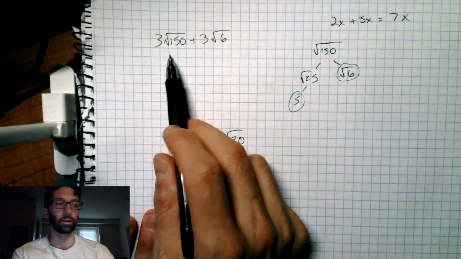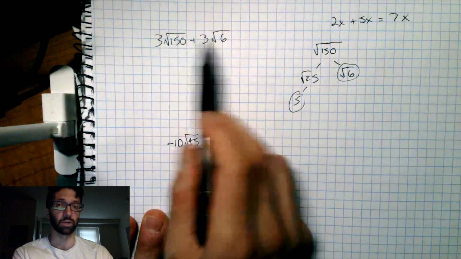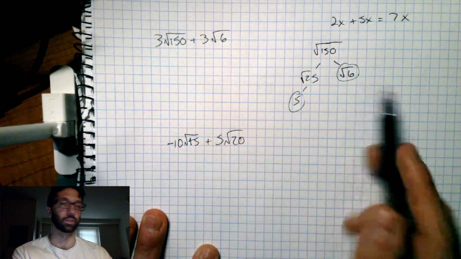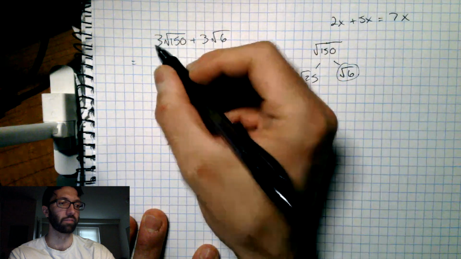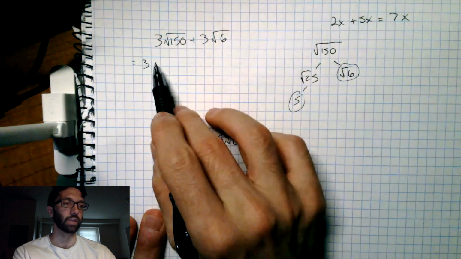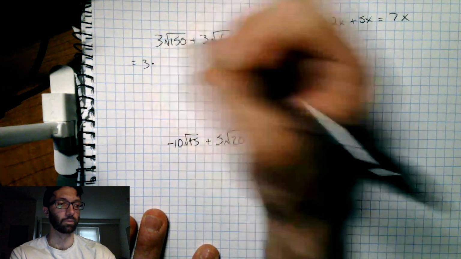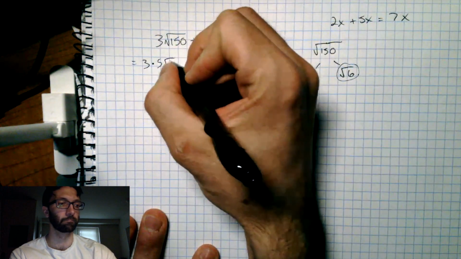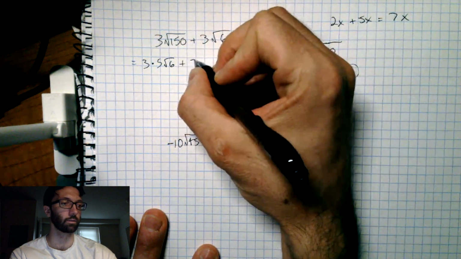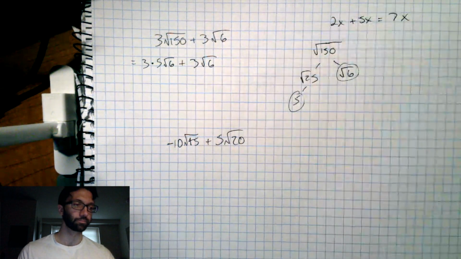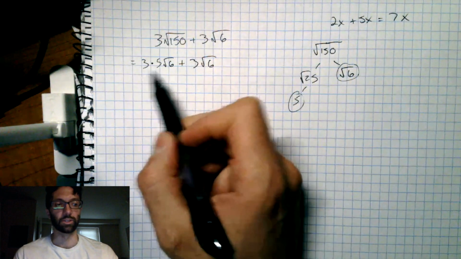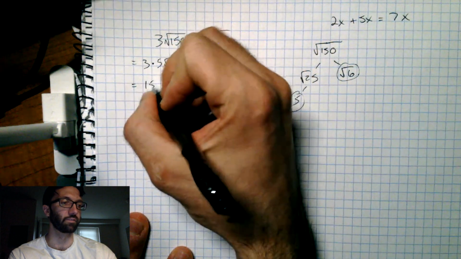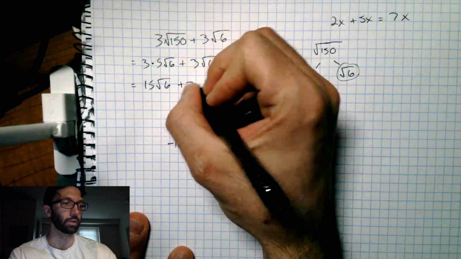So what I'm going to do here is I'm going to substitute, I'm going to rewrite this expression, except I'm going to replace the root 150 with 5 root 6. So I'm going to keep my 3 out front, and now instead of saying times root 150, I'm going to say times 5 times root 6. And then I'll write the rest of the expression. Okay. And then I can simplify a little bit more. I can just do the 3 times 5 here. So that'll give me 15 root 6 plus 3 root 6.